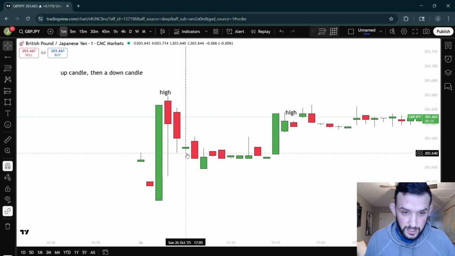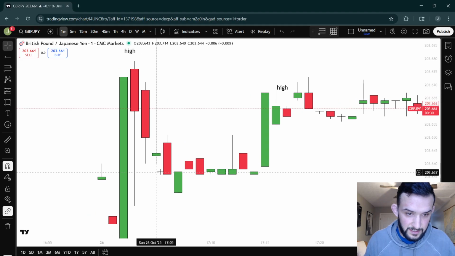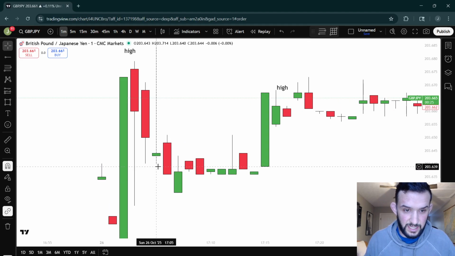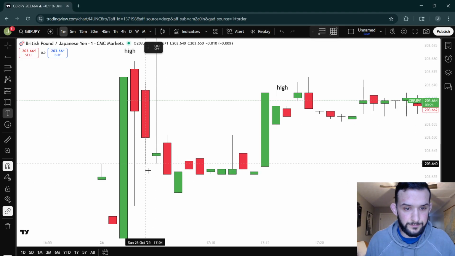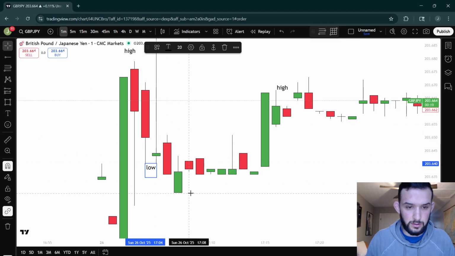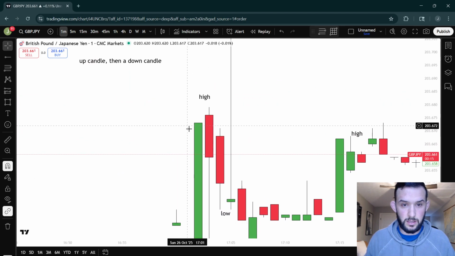So they're pretty equal right here, but I can kind of tell if I zoom in a little bit that they're about the same. But we could say that it's this little down one right here because it looks a slight bit lower. Actually, no, it might be this one. So regardless, we can call this a low. That's the low point, right? So what makes a low? It's the opposite of this.